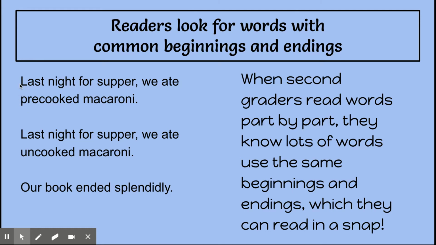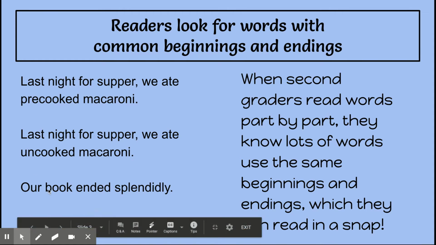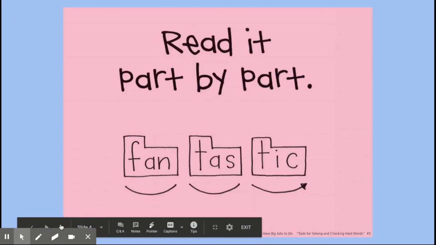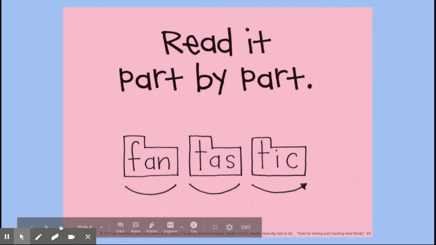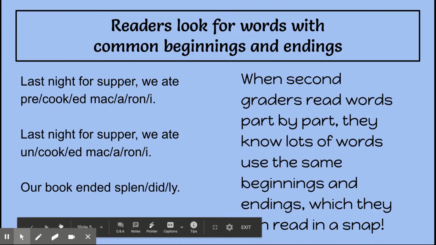Okay, now I'm going to get started. Last night for supper, we ate something macaroni. We're going to take a look in a minute at how we can chunk up this word into parts so that we can practice reading it correctly. Last night for supper, we ate uncooked macaroni. Our book ended splendidly. So we are reading these words part by part, and we're looking at the different parts of the word that we know in a snap.